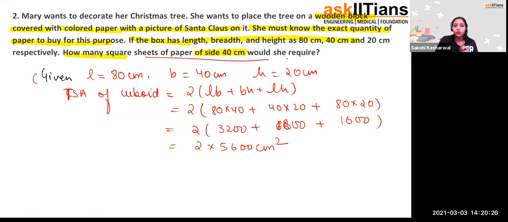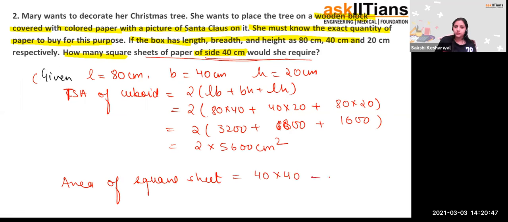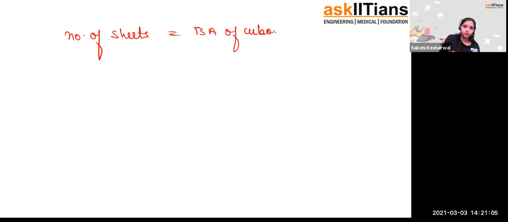Now she has to find the number of sheets. The number of sheets is what, beta? You will be using the area of the sheets, or not. So the area of a square sheet will be how much, beta? Area of square sheet is equal to 40 into 40, right? Which is equal to 1600 centimeter square. So the number of sheets will be total area divided by the area of one sheet, yes or no? So the number of sheets is equal to TSA of cuboid divided by the area of a square sheet.